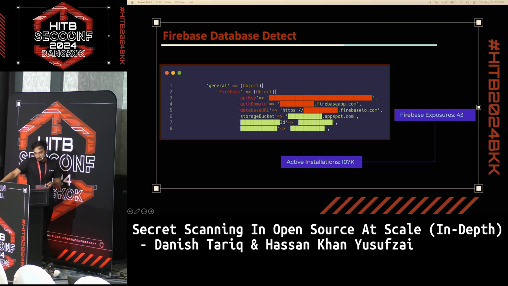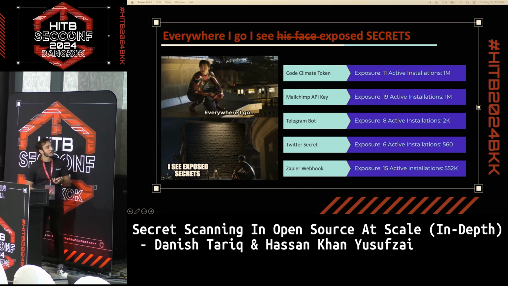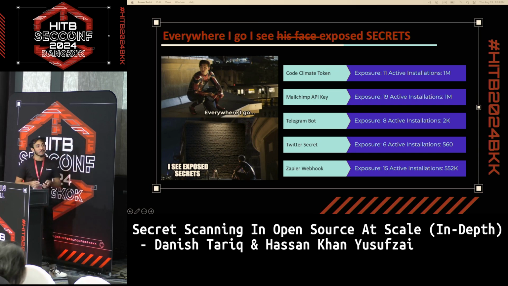Firebase database: it does not only leak the Firebase database, it also leaks the API key, the storage bucket, the measurement ID, and stuff like this, right? And yes, the famous Marvel meme that I really love. I see secrets everywhere. And that's not the end of the secret scanning.